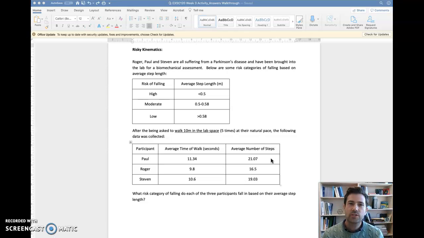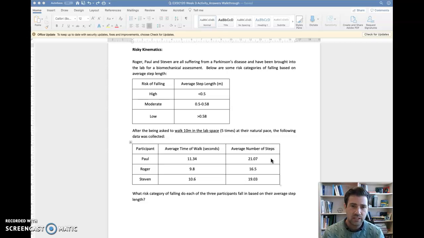Okay, so this next question here, risky kinematics, we've got 3 patients, all suffering from Parkinson's disease, and we can do a simple biomechanical assessment to put them in a risk category for falls. Knowing from best evidence in the area in biomechanics that average step length is an indicator of risk of fall. So lower step lengths can certainly indicate a higher risk of a fall for that patient.